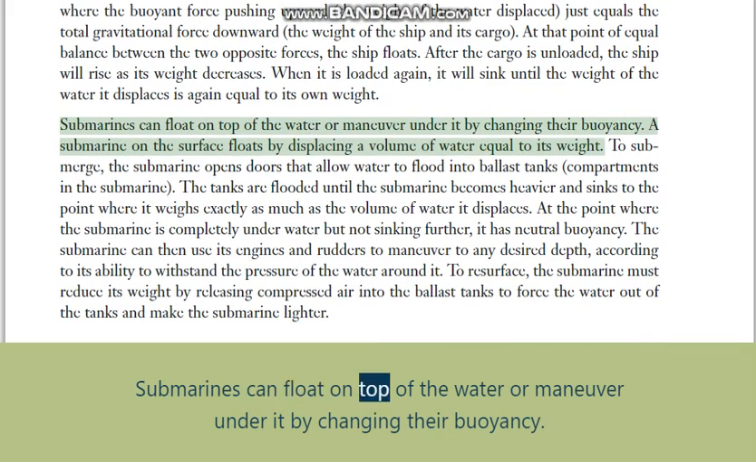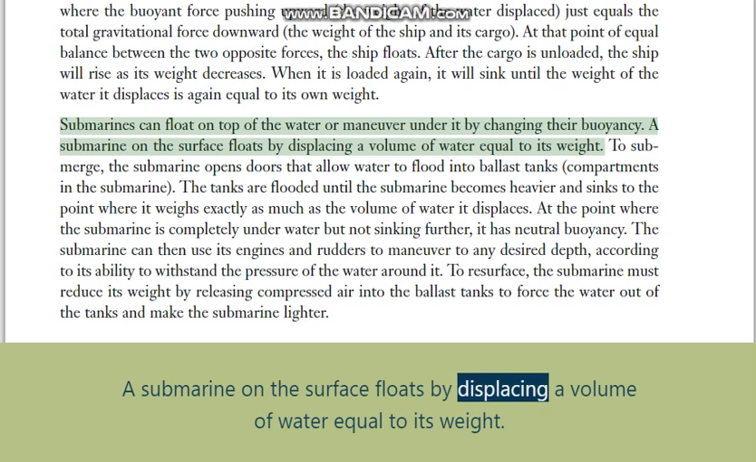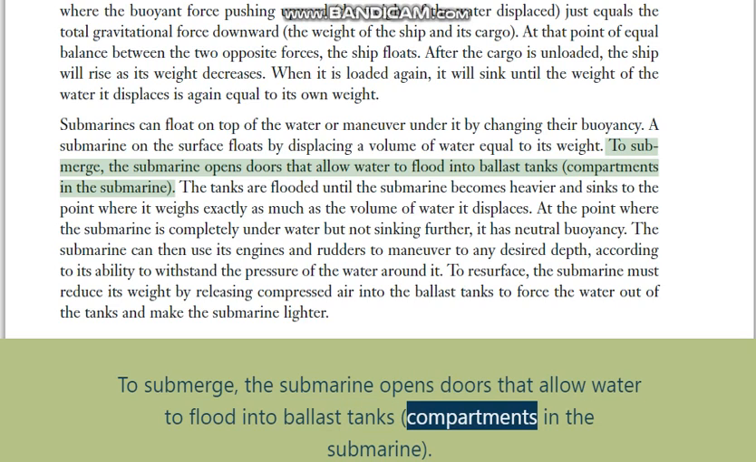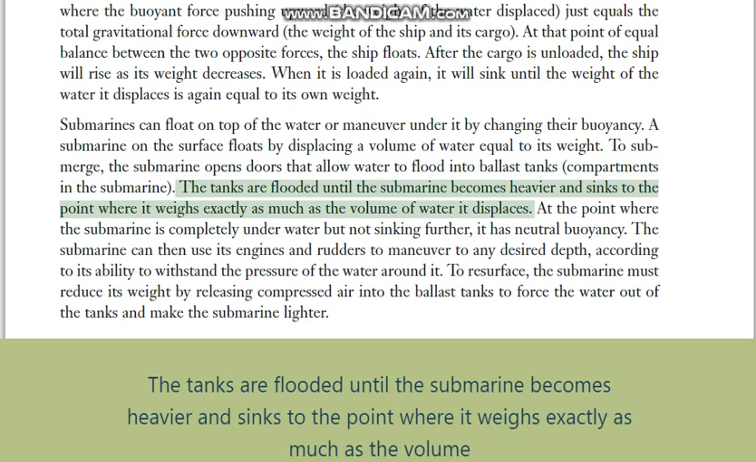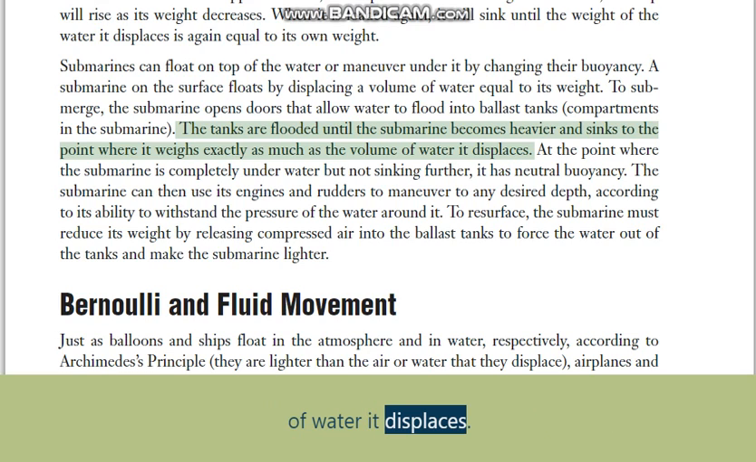Submarines can float on top of the water, or maneuver under it by changing their buoyancy. A submarine on the surface floats by displacing a volume of water equal to its weight. To submerge, the submarine opens doors that allow water to flood into ballast tanks, compartments in the submarine. The tanks are flooded until the submarine becomes heavier and sinks to the point where it weighs exactly as much as the volume of water it displaces.